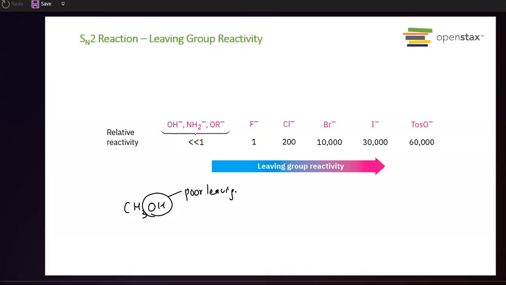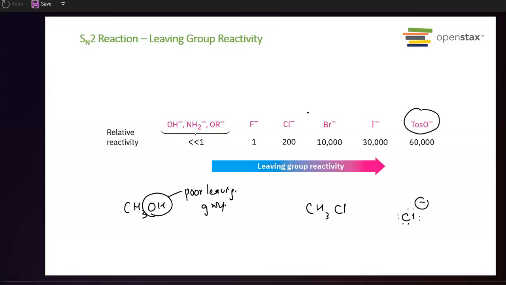On the other hand, if you have CH3Cl, then chloride is a good leaving group. These are weaker bases. When this is removed, you get chloride as the base, which is a weaker base, and they are stabilized much more than stronger bases like OH minus or NH2 minus. And tosylate is also a very good leaving group. Tosylate is actually one of the best leaving groups, and OH minus, NH2 minus, or methoxides are poor leaving groups.